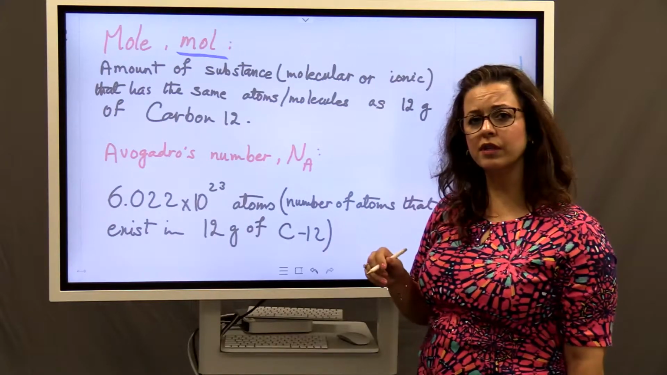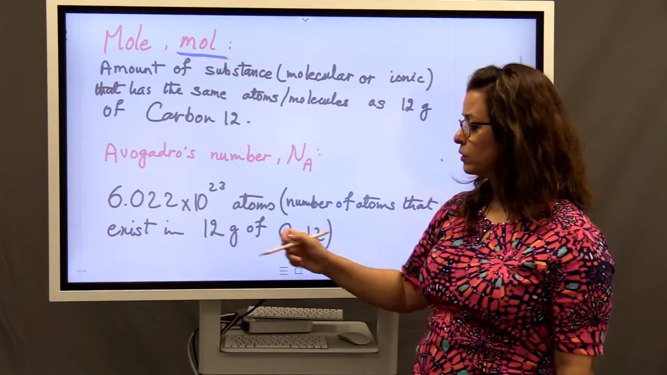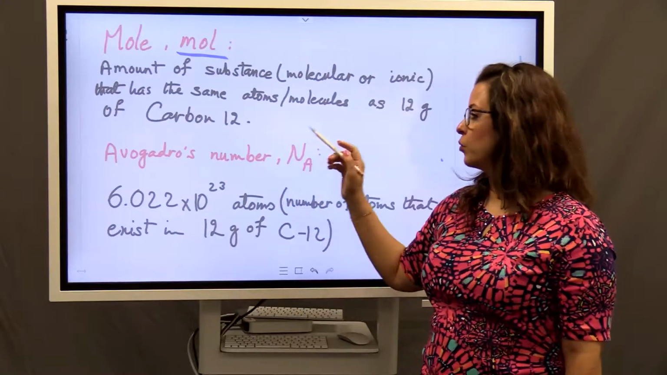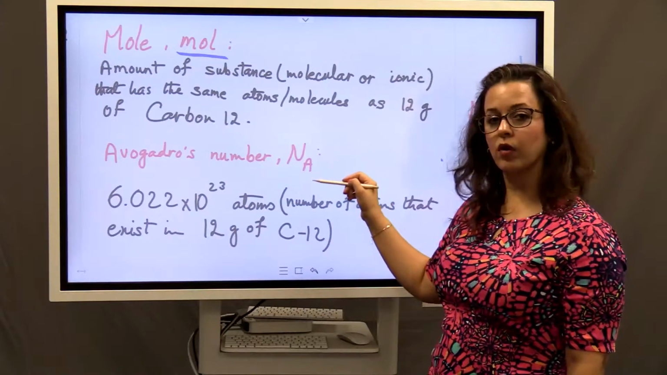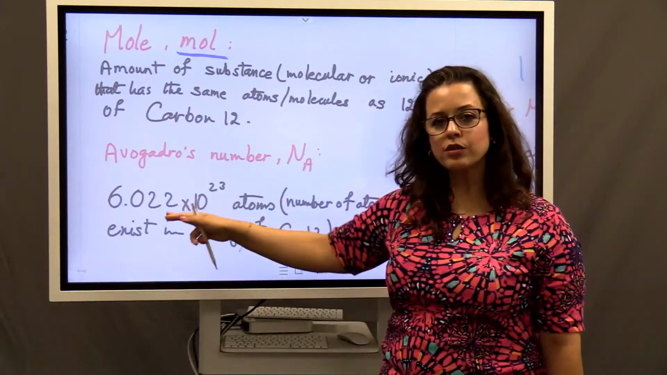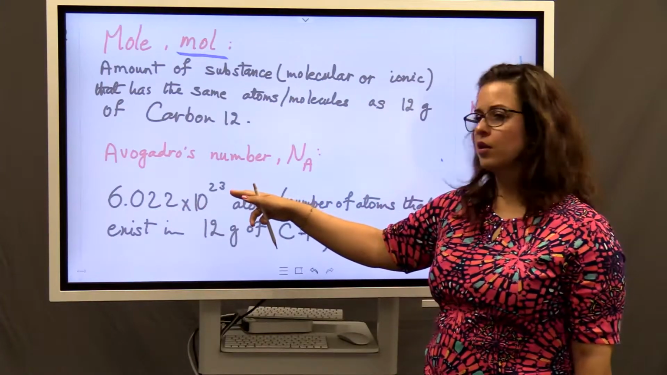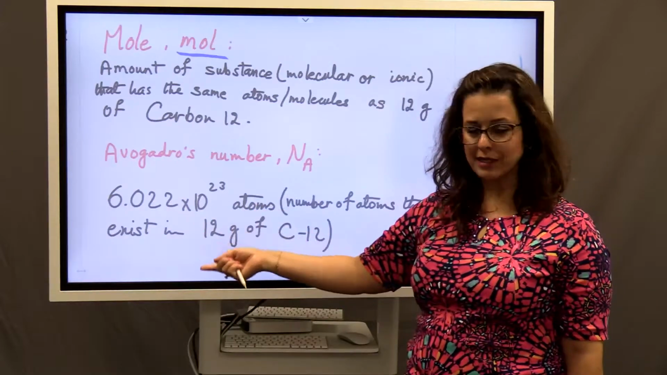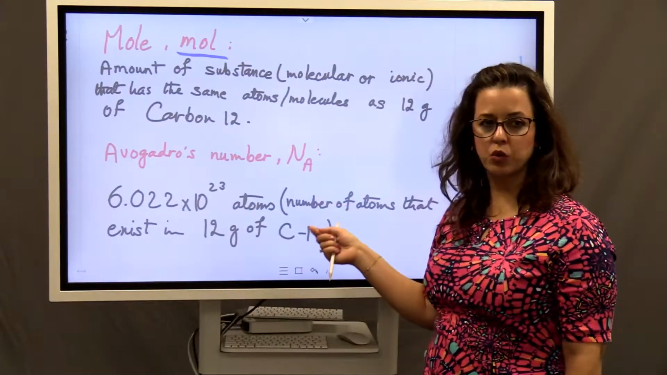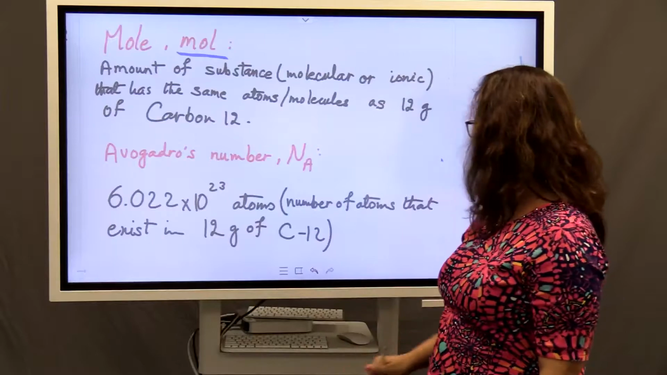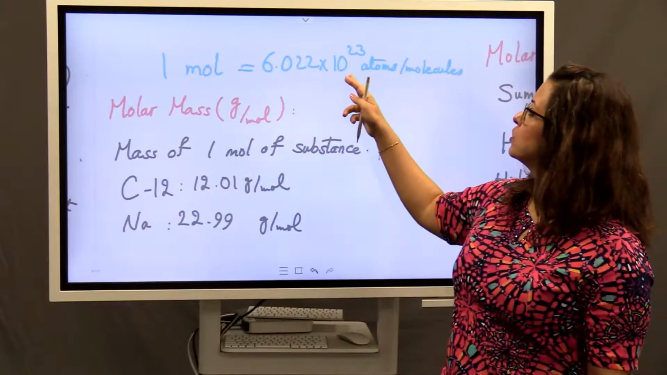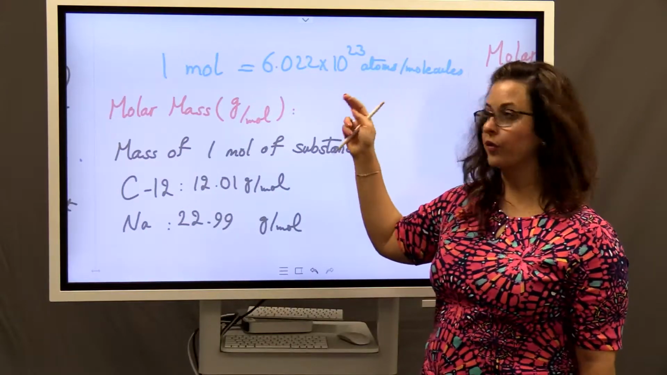Now, what is the number of these atoms or molecules? Avogadro found out this number. We show it as Na, the Avogadro number. It's 6.022 times 10 to the 23 atoms, the number of atoms that exist in 12 grams of carbon 12. So you just need to keep in mind that 1 mole is 6.022 times 10 to the 23 atoms.